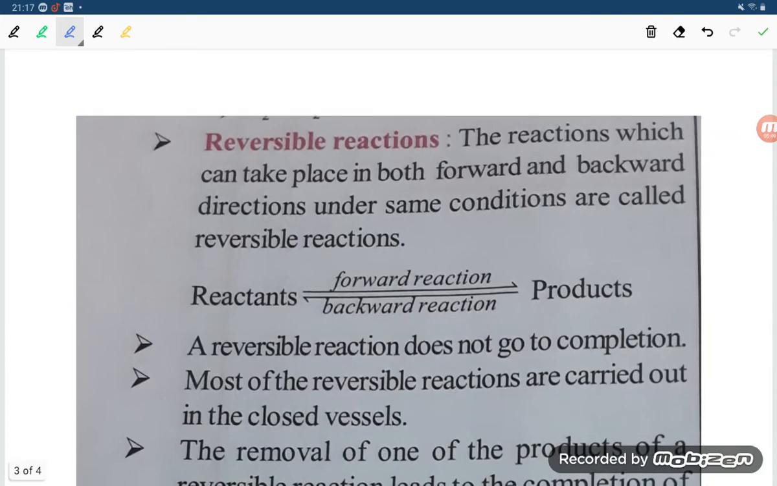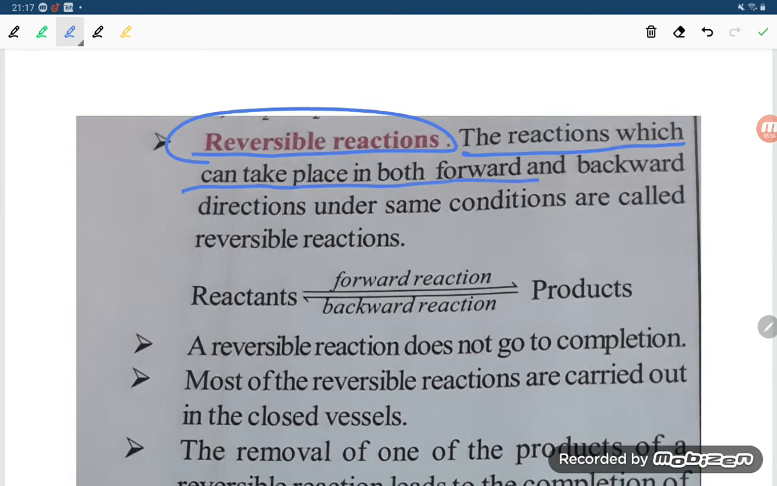Now let us have a look at the reversible reaction, student. Reversible: the reaction which can take place in both forward and backward directions under the same conditions is called a reversible reaction. So reactants are converting into products and products are converting into the reactants. The forward reaction gives the product and the backward reaction gives the reactant. This is what a reversible reaction is.